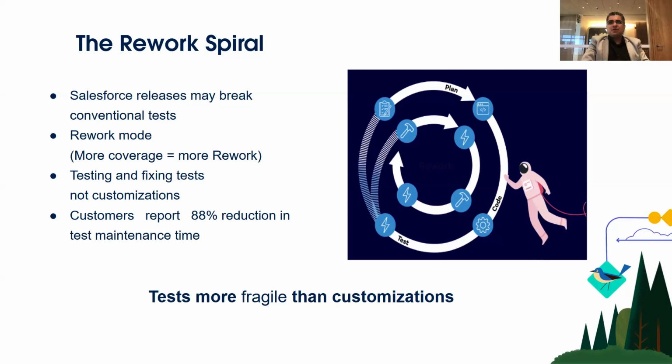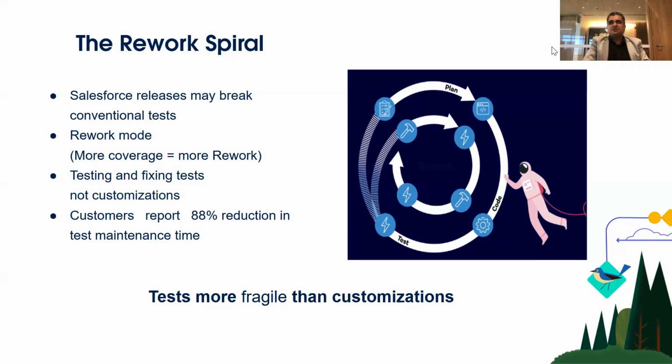Next is the rework mode. What this means is basically testing in Salesforce can enter a rework mode where more test coverage, paradoxically, leads to more maintenance. As we expand the test coverage, the likelihood of needing rework increases with Salesforce updates. This creates a vicious cycle, consuming time and resources just to keep tests functioning. I'm sure most of you must have experienced this.